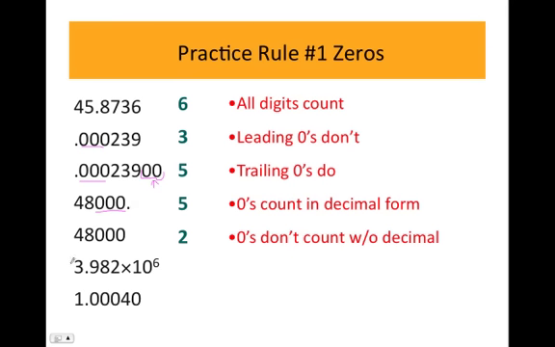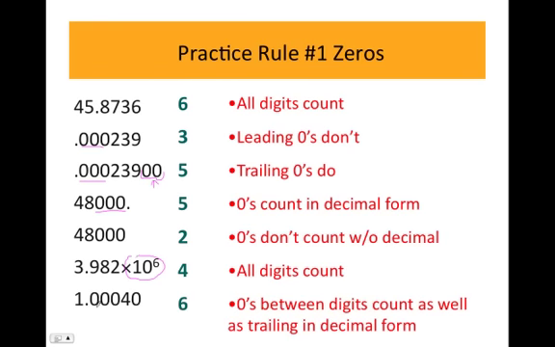The following number has 4 significant figures. The times 10 to the portion does not count for significant figures. Finally, the next one, all digits count. We have captive zeros, and we have an end zero beyond a decimal.